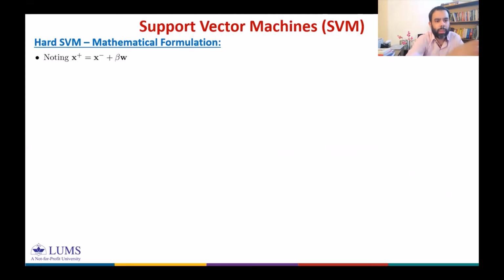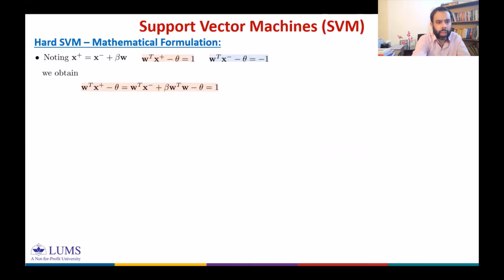we note that x plus is equal to x minus plus beta W, and that's how we defined the plus and minus planes. And using these three, we obtain W transpose x plus minus theta. So instead of x plus, I will substitute this here to obtain this formulation. And finally, I noted that W transpose x minus theta is equal to minus 1. And consequently, beta times W transpose W is equal to 2. Or I could write beta is equal to 2 over square of Euclidean norm.